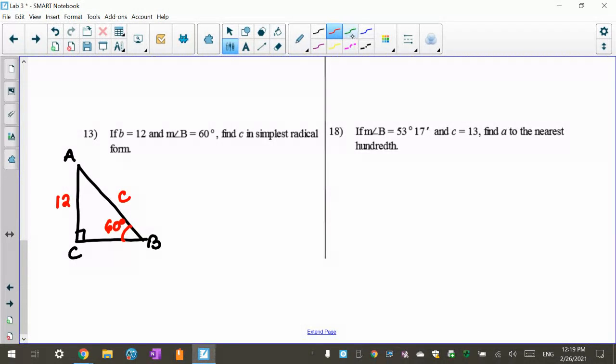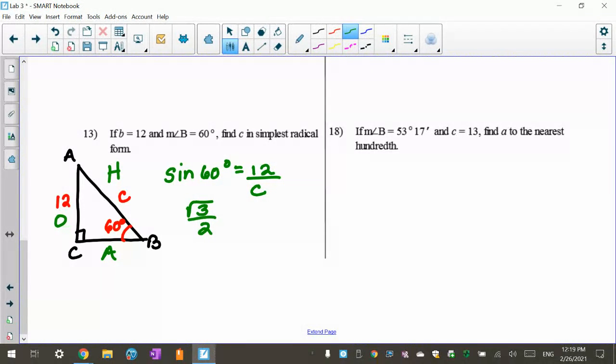So first of all, I want you to always label it HOA. This is my hypotenuse across from the right angle. Here's my opposite and my adjacent. You'll notice that I have things by the H and the O, so this is going to be sine. So sine of 60 degrees is opposite over hypotenuse. We're looking for c. Since they said simplest radical form, I remember on my table that the sine of 60 degrees is radical 3 over 2.